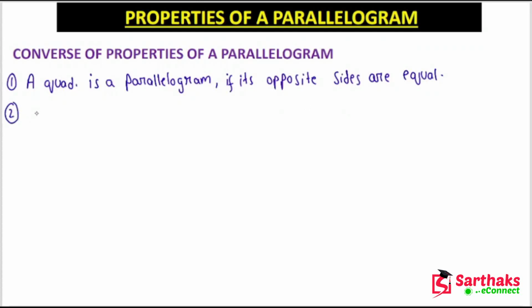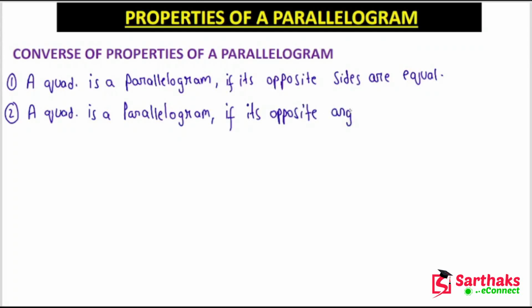The second property was regarding the angles, so we can write: a quadrilateral is a parallelogram. You can call any random quadrilateral a parallelogram if its opposite angles are equal, right? So you can call it a parallelogram if its opposite angles are equal. Again, we can call a quadrilateral a parallelogram if its diagonals bisect each other.